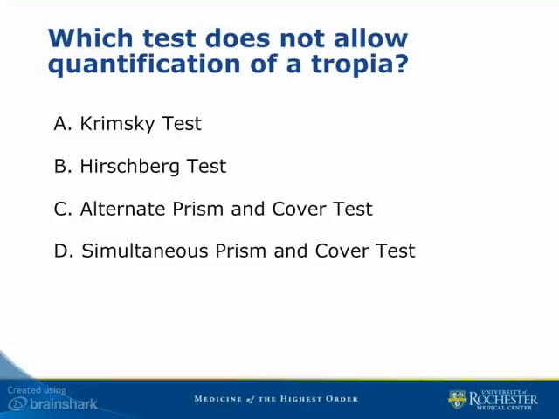The next quiz question for your reading is, which test does not allow the quantification of a tropia? This may be a little bit tricky. A, Krimsky test, B, Hirschberg test, C, alternate prism and cover test, or D, simultaneous prism and cover test. Pause to think about it and determine your answer.